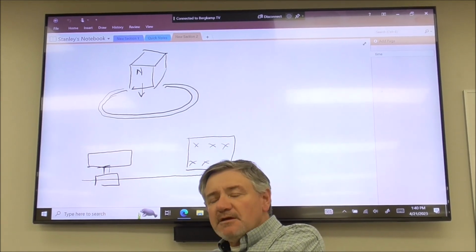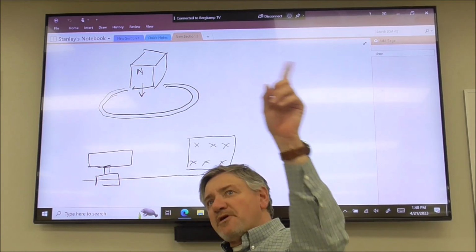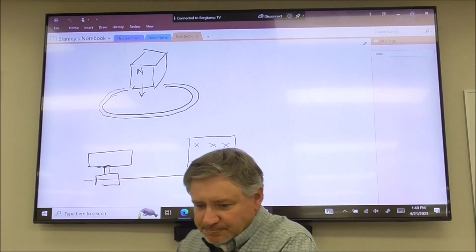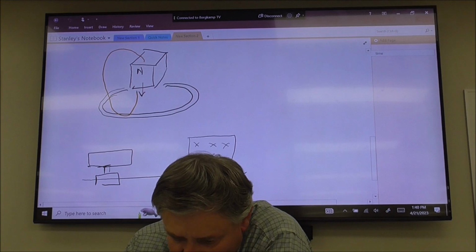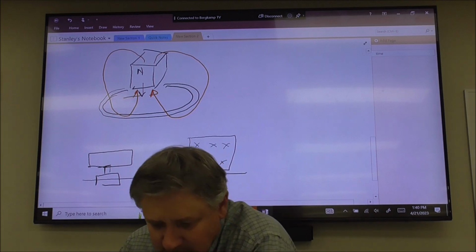So, here's the question. The magnetic field lines originate in the north and go to the south, or start at the south and go to the north? North to south. So these magnetic field lines are coming around here like this. Don't question this. Don't make me change it again.